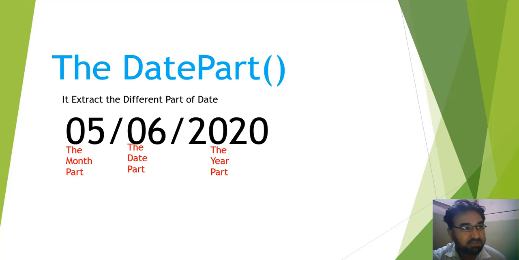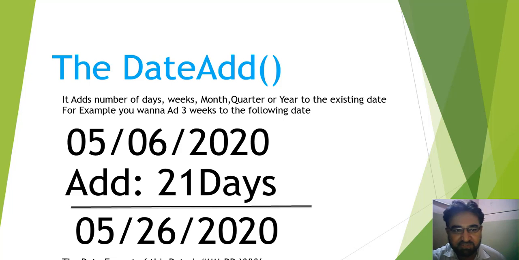We can extract a month separately from the date field, we can extract the day separately from the date field, and we can also extract the year separately from the date field. The DateAdd function adds a number of days, weeks, months, quarters, or years to the existing date. For example, you want to add 3 weeks to the following date. The date is 6 May 2020. Add 21 days. So the answer would be 26 May 2020.